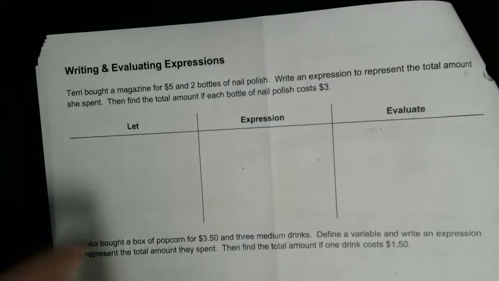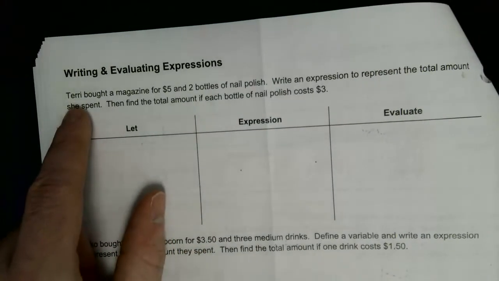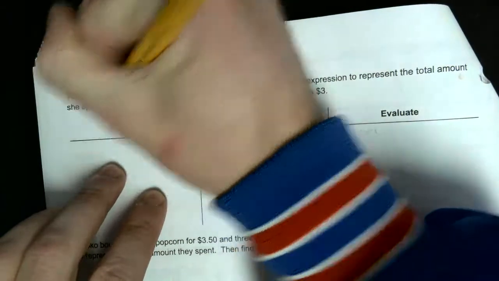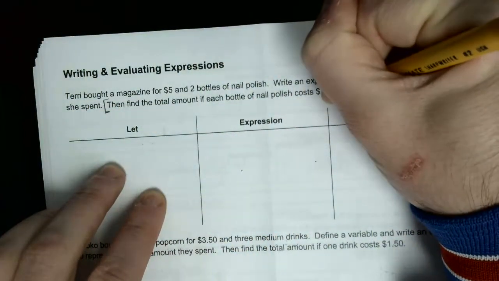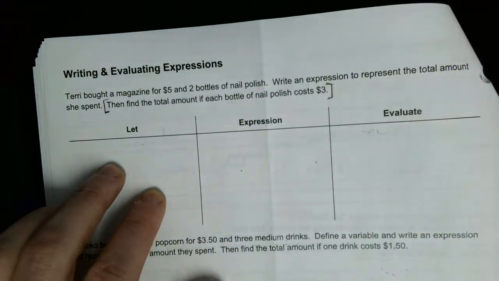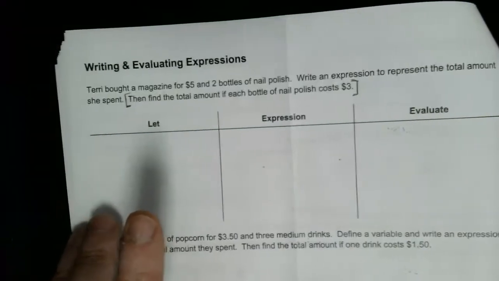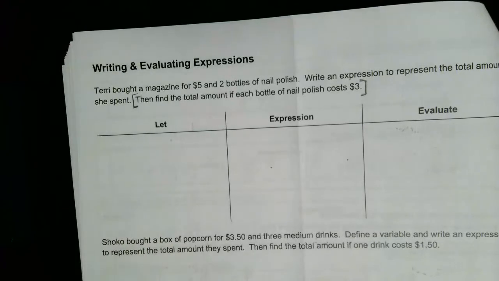All right, let's read this here. Terry bought a magazine for $5 and 2 bottles of nail polish. Write an expression to represent the total amount she spent. Now, I'm going to give you a piece of advice here. We're going to hold off on reading this last sentence here. It says, then find the total amount if each bottle of nail polish costs $3. I'm going to pretend that I don't know that for a second.